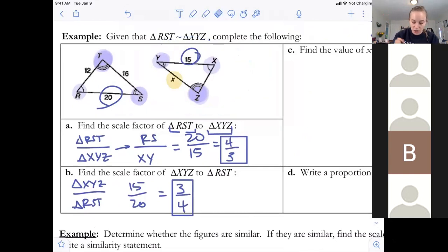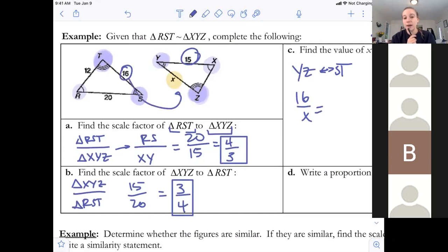My first question is which side goes with side x? What's the corresponding side here? ST. ST, very good. So I have YZ and ST go together. So we want to make a proportion. It doesn't matter if you put the 16 on top or the x on top. I don't care either way. I'm probably going to do 16 over x. If I want the 16 on top and then I'm going to the x, which scale factor am I going to use? 4 over 3 or 3 over 4?